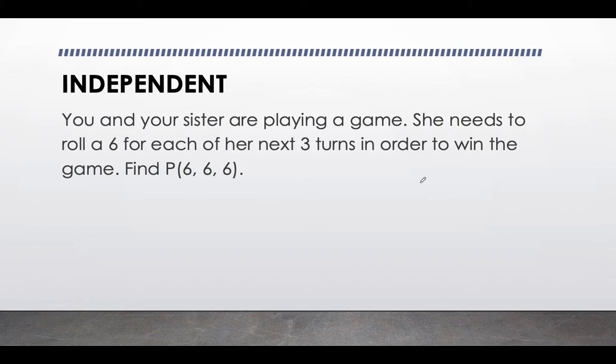Here's an example of an independent event. You and your sister are playing a game. She needs to roll a 6 for each of her next 3 turns in order to win the game. Find the probability that she will roll a 6, and then another 6. Since there are 6 sides on a die and only one of them is a 6, we would multiply 1/6 times 1/6 times 1/6, giving us a probability of 1 out of 216 that your sister will get those 3 6s in a row.